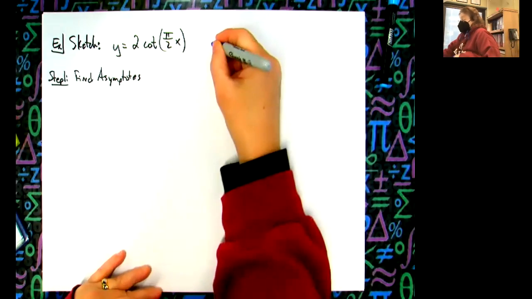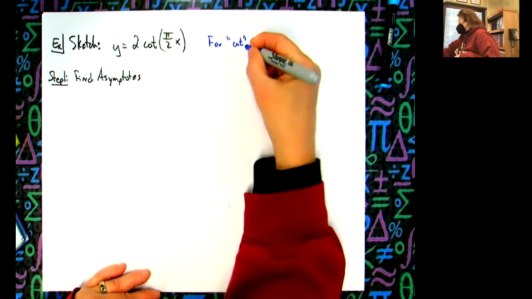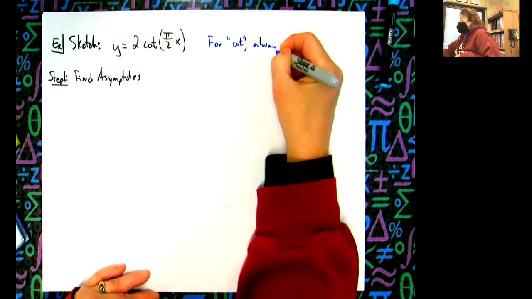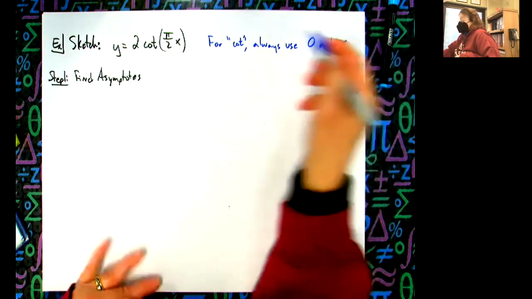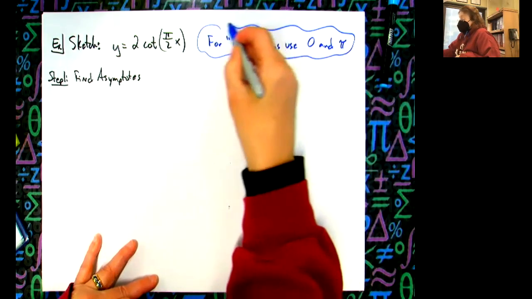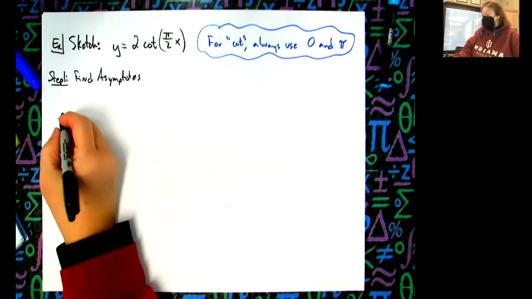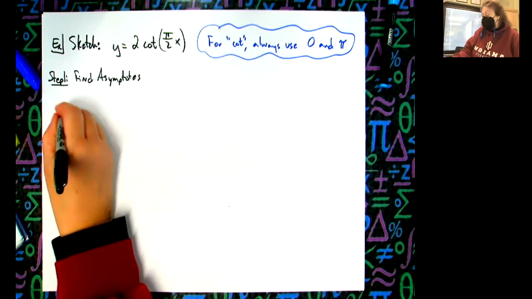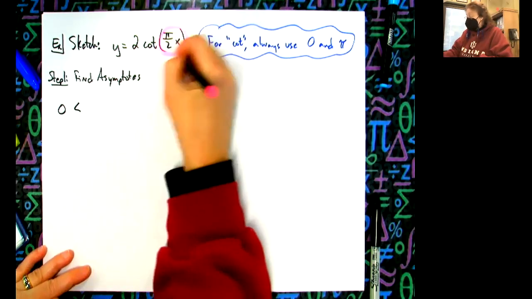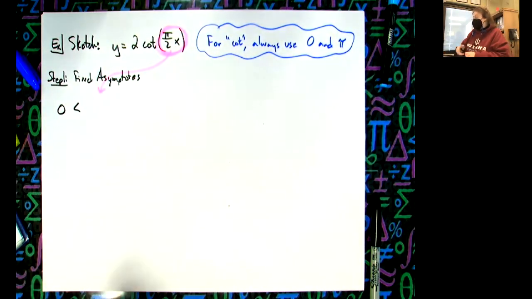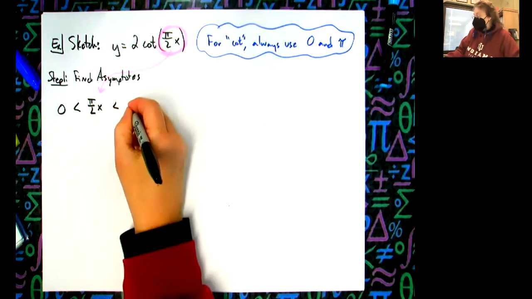So let's write the same sentence here since this is our first cotangent. For cotangent, always use 0 and pi. Because on that base cotangent graph, our vertical asymptotes, our period was between 0 and pi. So again, I'm going to make that compound inequality. I'm going to have 0 is less than, and then whatever is right here goes in the center of your compound inequality. So pi over 2 x is less than pi.